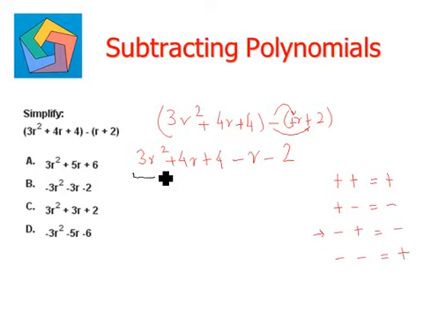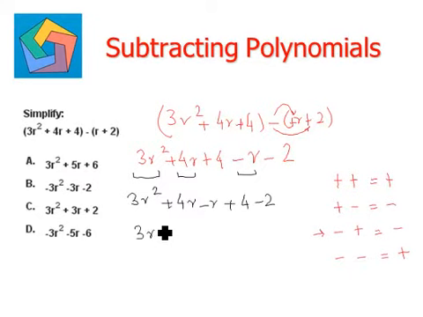3r squared is alone, no like term with this, so we write it down as it is. 4r and r are like terms, so we club them together and write them down over here. And now we are left with the two constants, plus 4 and minus 2. Again they are like terms. Now we combine them. 3r squared will remain independent. 4r minus r, that is 4 minus 1r, which is 3r, and 4 minus 2 is a positive 2. So this is our final answer, 3r squared plus 3r plus 2, which matches option C.